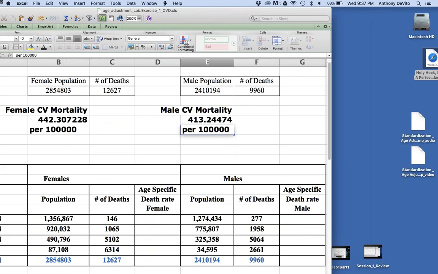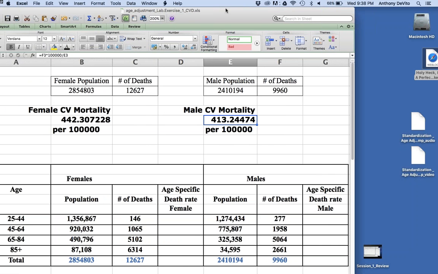Okay, so what does this appear to be telling us? It appears to be telling us that females die at a higher rate from cardiovascular disease than males do. That's really contrary to our understanding of cardiovascular disease in females and males. Really, it doesn't make any sense to us. Why would this be? We're going to take a look at why this might have occurred.